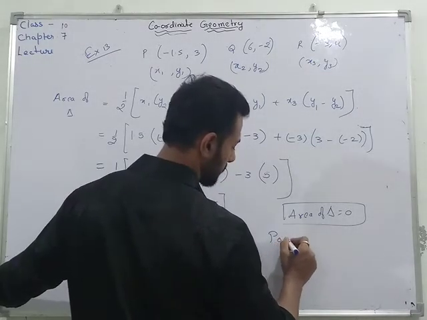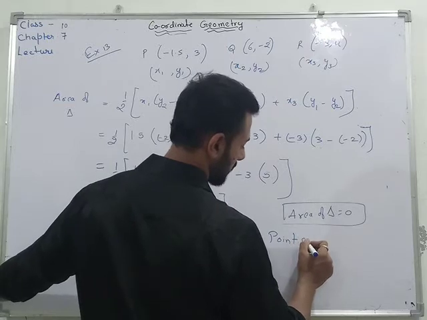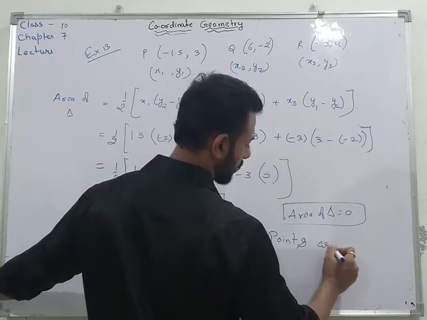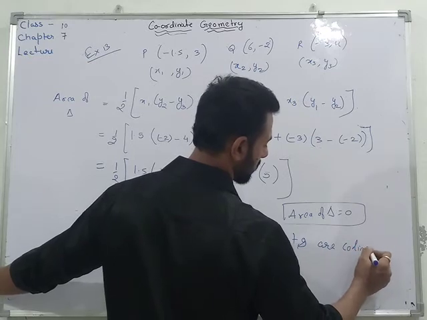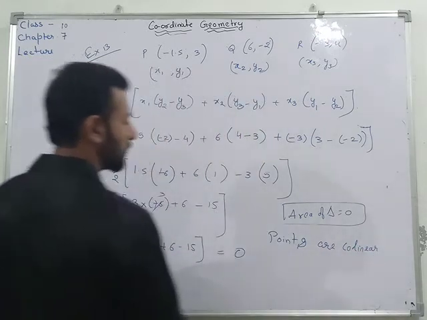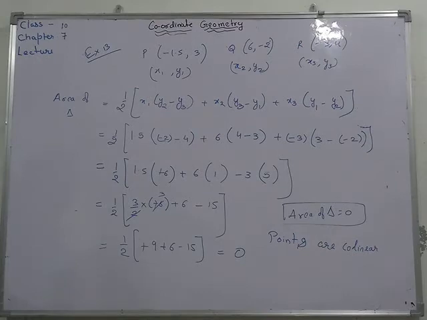Points are collinear. When the points are collinear, that means the area of the triangle is 0 and all the 3 points lie on the same line. Now let us see example number 14.